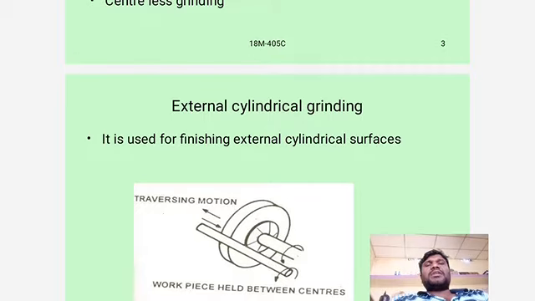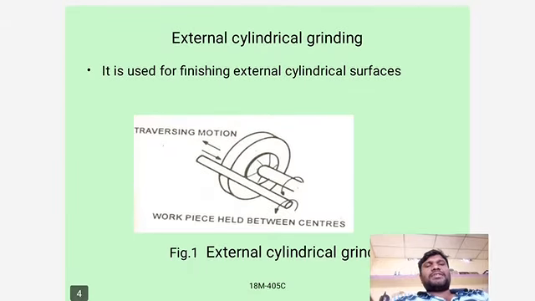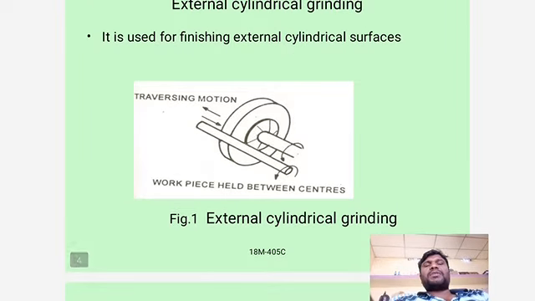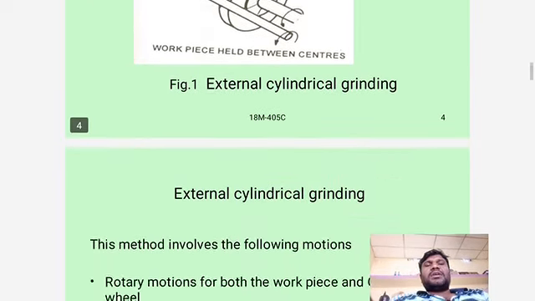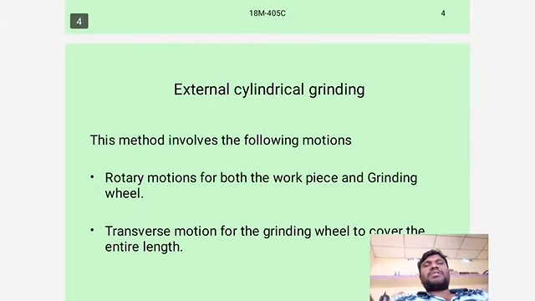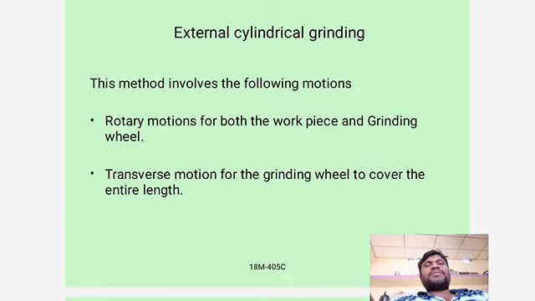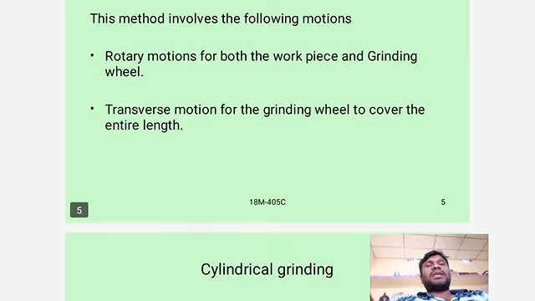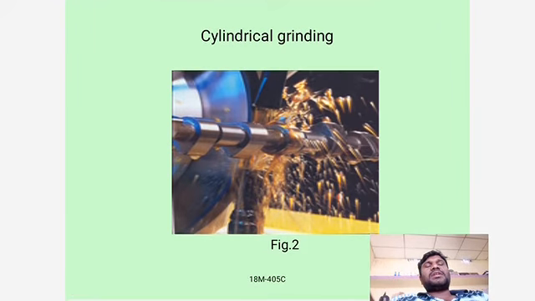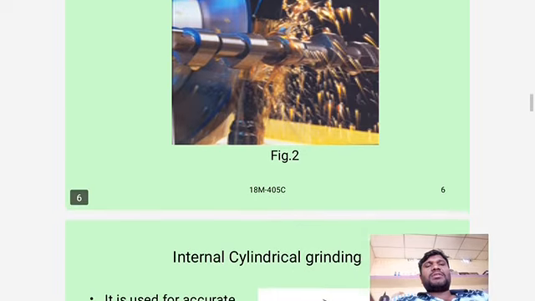External cylindrical grinding. It is used for finishing external cylindrical surfaces. See the diagram, the operation works like that. This method involves the following motions: rotary motions for both the workpiece and the grinding wheel, and a transfer motion for the grinding wheel to cover the entire length. The practical application diagram is shown on the monitor.